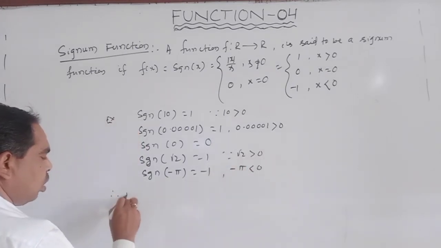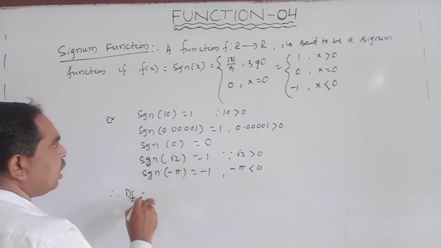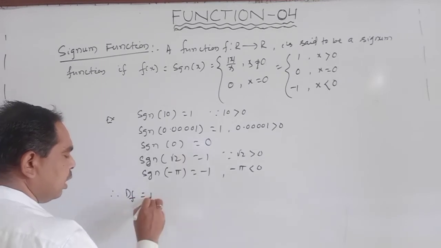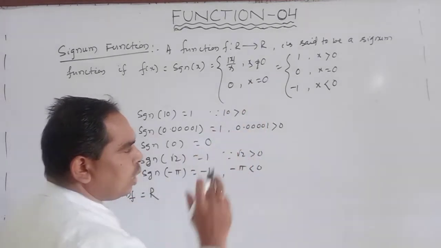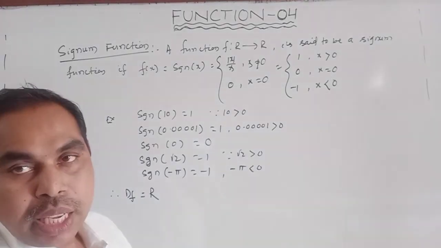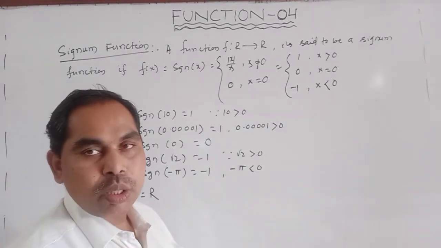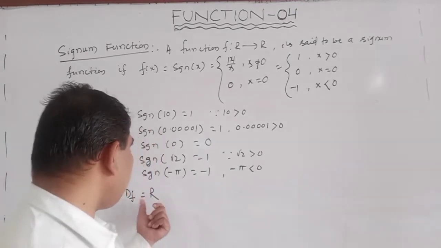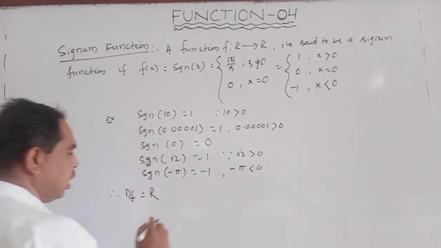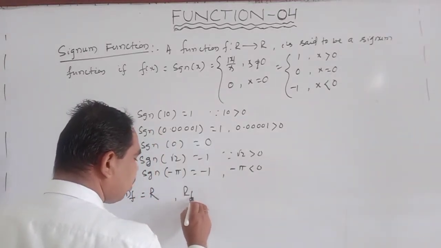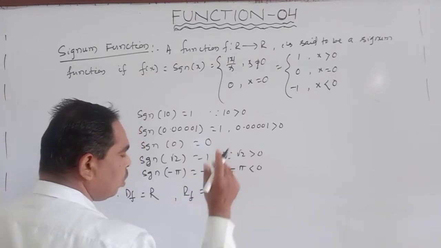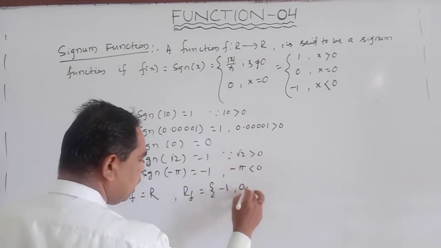Okay, therefore domain of this function is equal to real numbers R, because we can take x as positive value, x as negative value, also x equal to 0. So domain of f is real numbers R, but the range of signum function has only 3 values, minus 1 or 0 or 1.